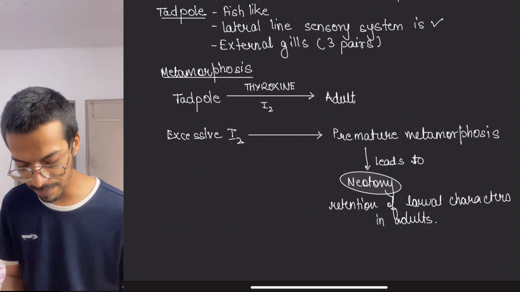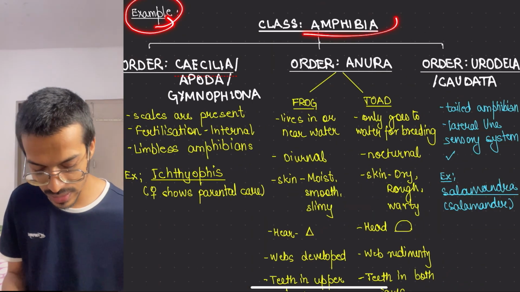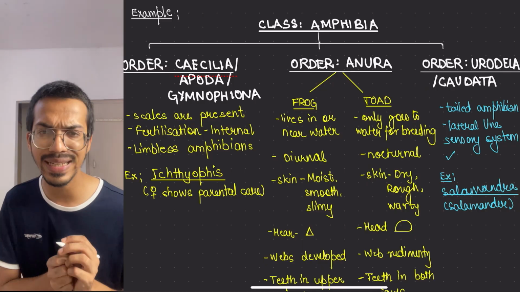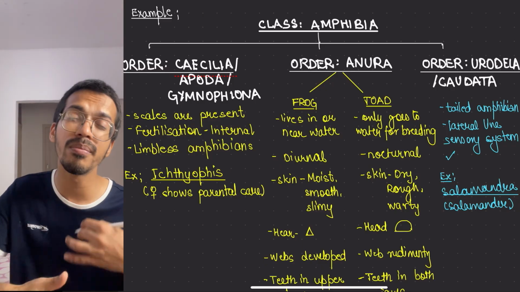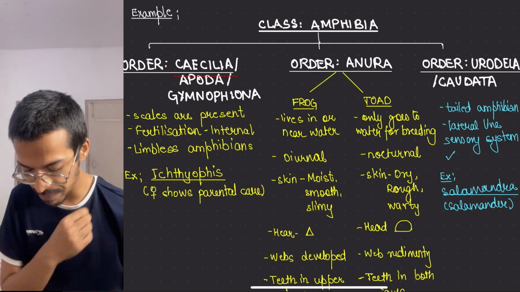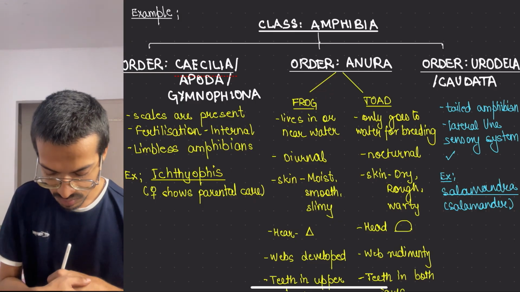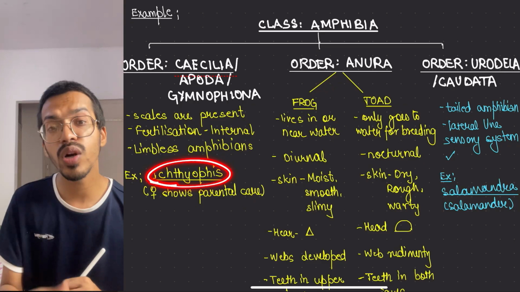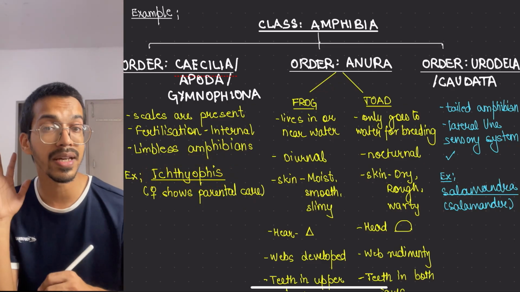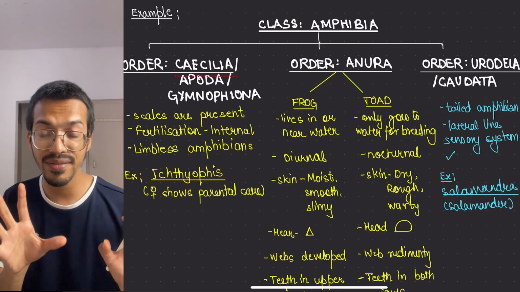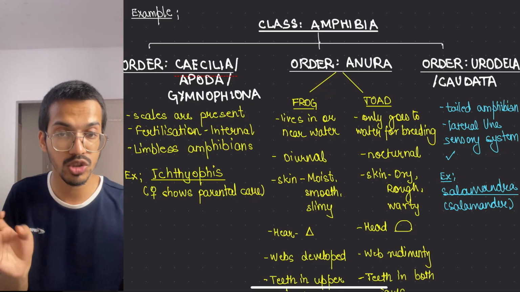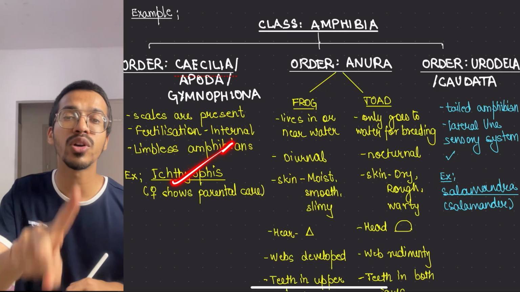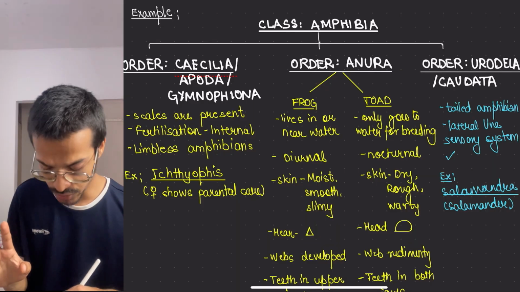Then comes the example. So amphibia is divided into 3 orders. You don't have to remember the orders, just remember the examples for your need levels, but we are writing it so that you have much more understanding. Okay, so we have this first order where Ichthyophis is there. Now Ichthyophis is what? A limbless amphibian. It means it looks like what? It is an amphibian, but it looks like a snake. A small snake kind of structure. Okay, so Ichthyophis, you will remember this because it will come back again in your 12th class also.